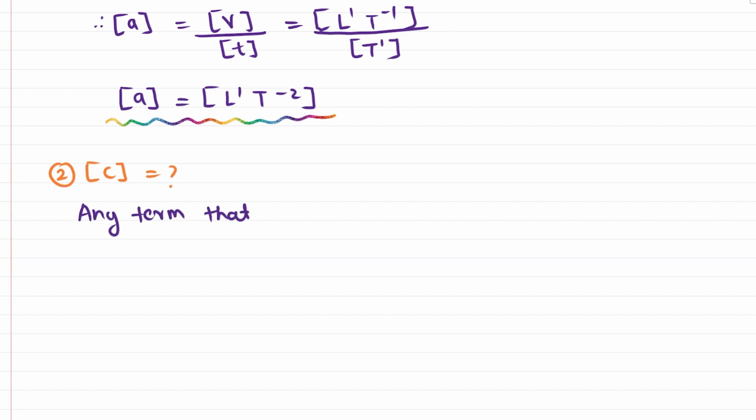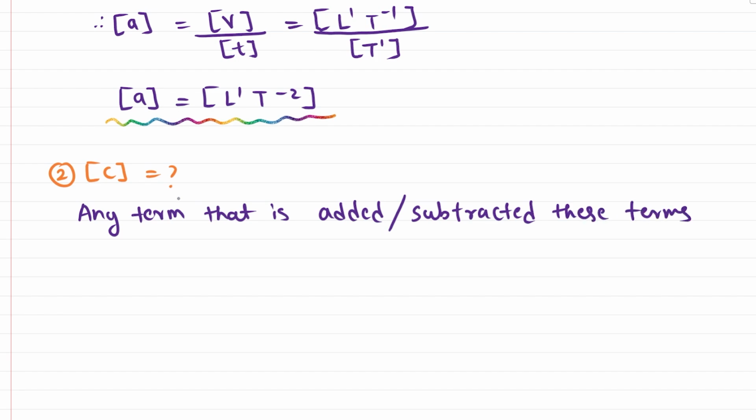that is added or subtracted, ठीक है, सो कोई भी एक टर्म होगी जिस पर हम एडिशन या सब्ट्रैक्शन का ऑपरेशन लगाएंगे, these terms must be dimensionally identical. So any term that is either getting added or subtracted, so these terms must be dimensionally identical.